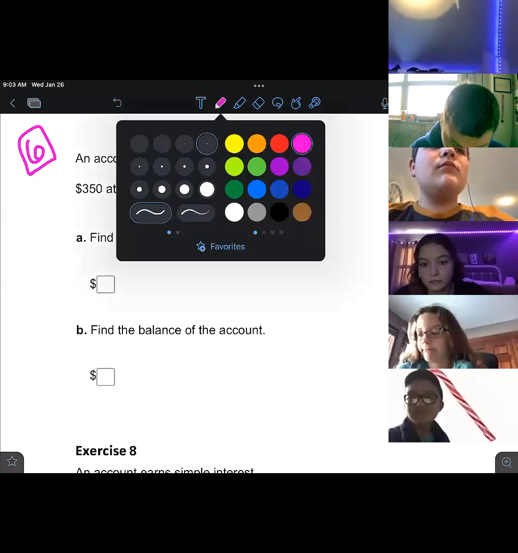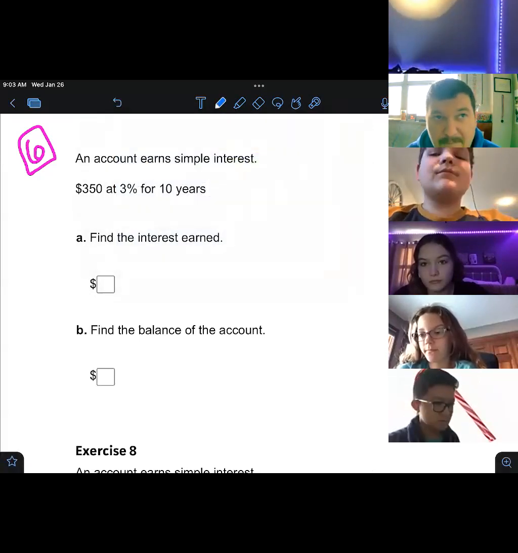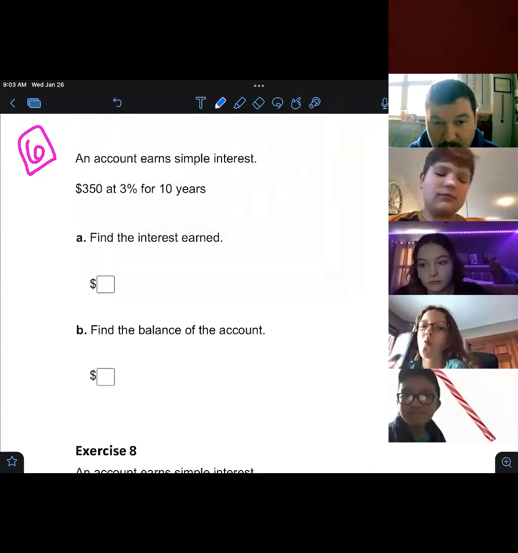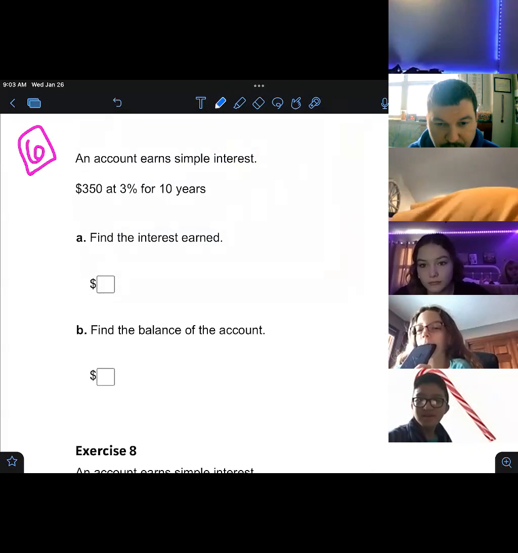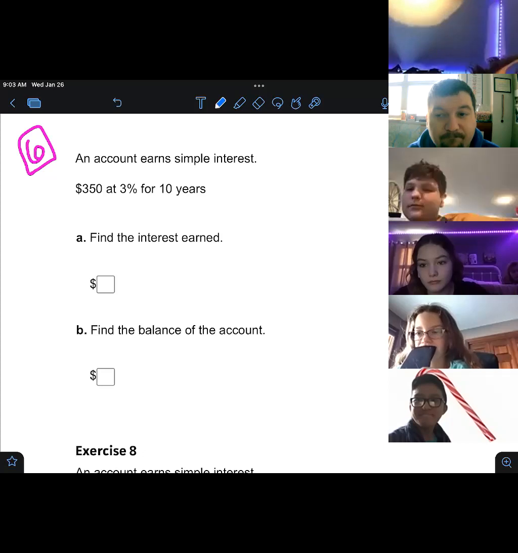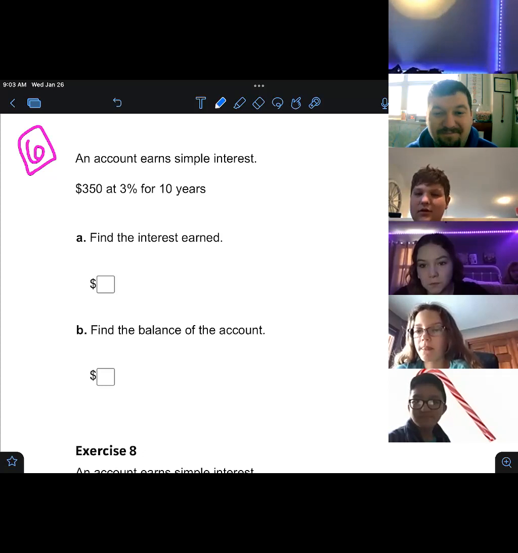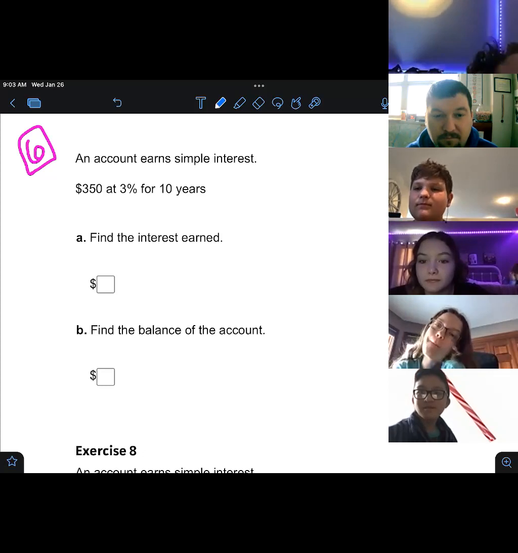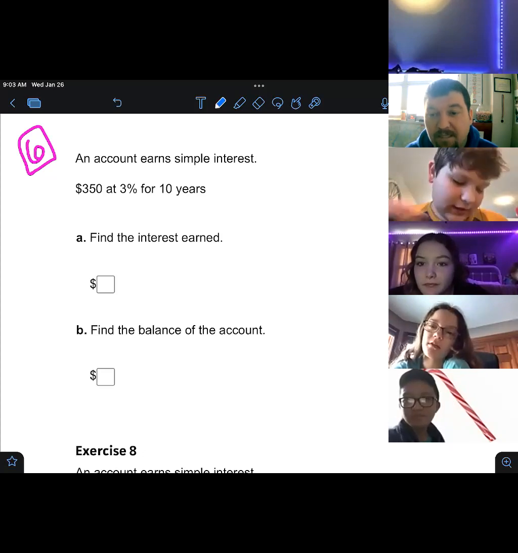When it says $350, is that my I, my P, my R, or my T? I'll wait on you guys because this is your homework. What variable is the $350? The letter I. Not the letter I. The P. Letter P. Yes, it's the letter P.